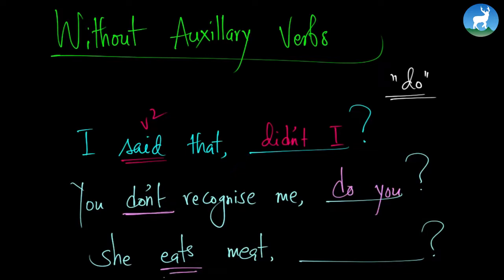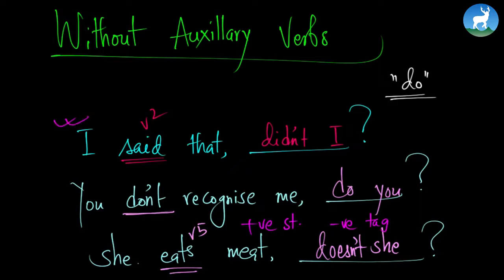Now here's no auxiliary verb and the sentence is in present tense. So we use does she. Sorry, this is wrong. Doesn't she. Alright, that is correct. And why is it so? Because the sentence is positive, we need a negative tag. Very good. Sentence is positive, so we need a negative tag.